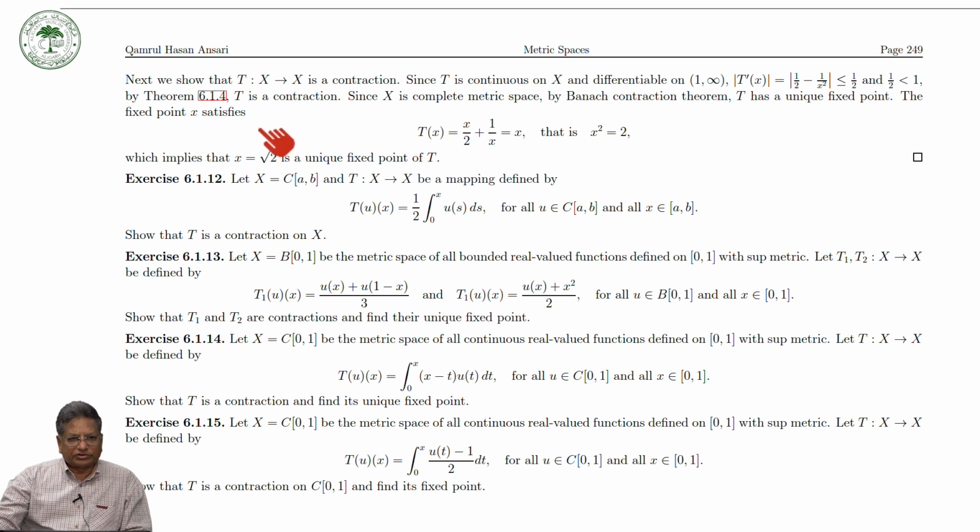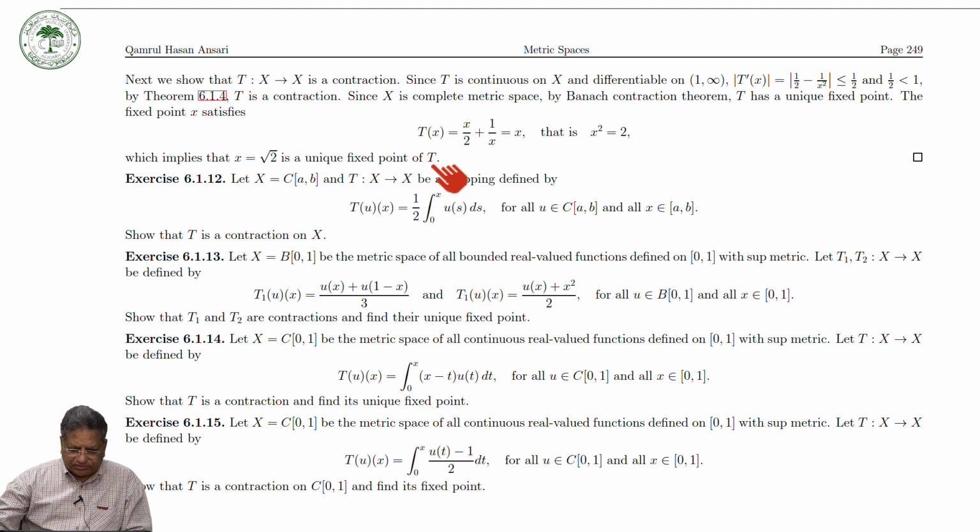Okay, and it would satisfy this inequality, because T of x is equal to x upon 2 plus 1 upon x, it must be equal to x. So just solve this one. If we solve this one, what will we get? We get x squared is equal to 2, and therefore x is equal to root 2, a unique fixed point of T. So this way we can prove that T has a unique fixed point.